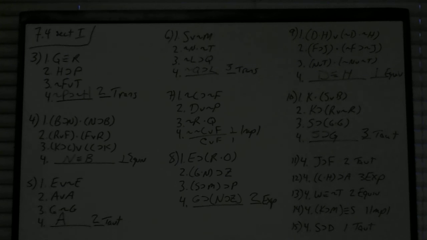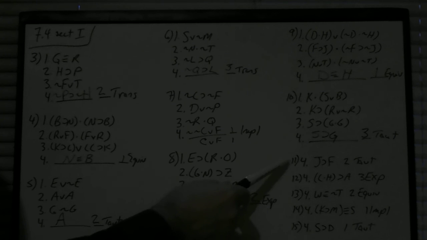Now I actually didn't remember whether I'd assigned through 15 or just through 10. I think it was just through 10, but if I did through 15, I just wanted to give you quickly the answers to the others. So number 11 wanted a tautology. Your fourth line should be J then F from 2 through tautology.